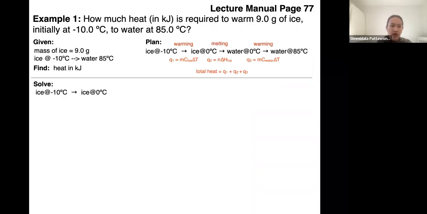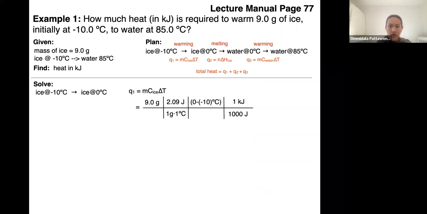I'm going to start with ice at negative 10 to ice at 0. In this case, you plug in the mass of ice times the specific heat of ice times ΔT. Remember, this is going to come out in joules, but we want it in kilojoules, so the final step would be to convert that joule to kilojoule. You can also do that after you get this answer, which is fine too, or you can just put it in one single step. If you calculate all of those, the units cancel out and you get your answer in kilojoules. That is only the first step.